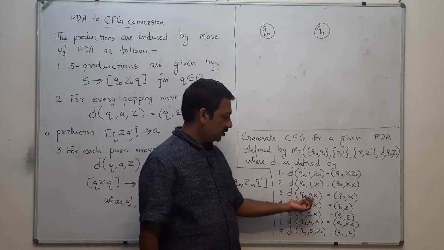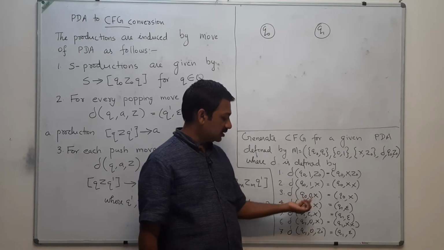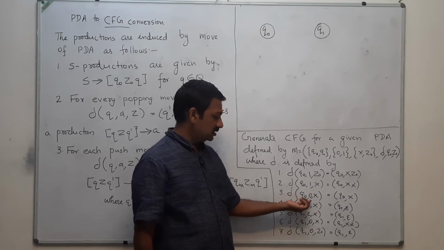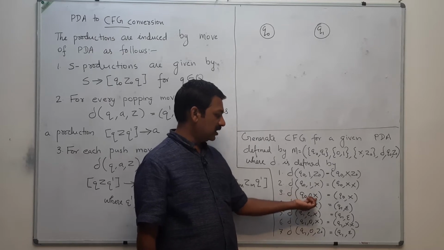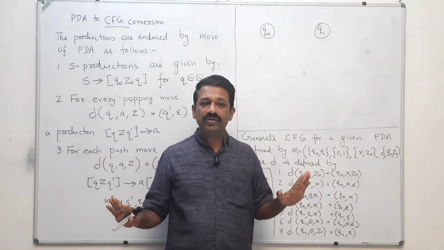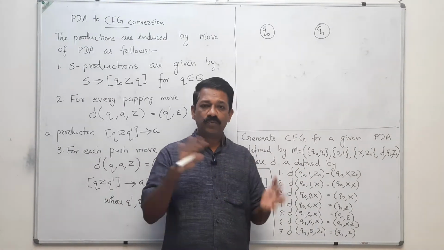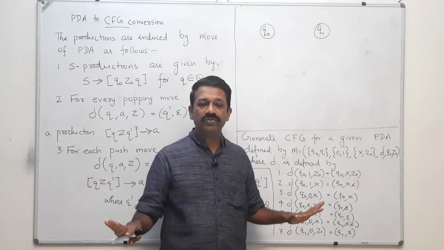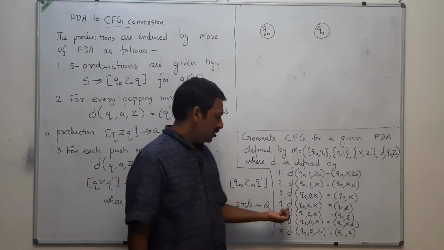Here, delta of Q0, 0, X: the current input symbol is 0 and the top of the stack is X, then Q0, X means you are doing nothing. You are neither popping nor pushing.